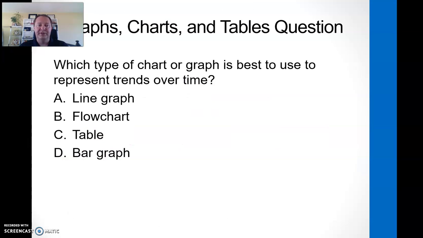Okay, so here's a question if you'd like to email me the answer for a couple of extra points. What type of chart or graph is best to use to represent trends over time? Would it be a line graph, a flow chart, a table, or a bar graph?